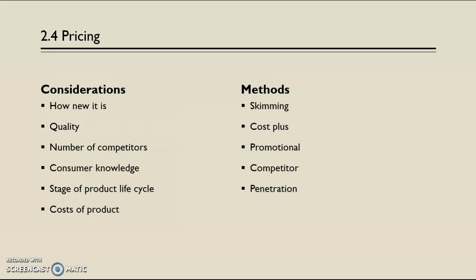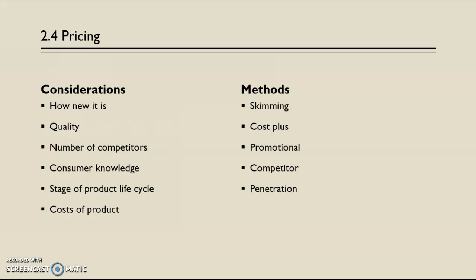Now, I mentioned on the previous slide, we'll come back to the product life cycle. We'll touch on it through all of this because the stage of the product life cycle can determine which method you use. When you're introducing a product, it might be skimming or penetration pricing. When the product is growing, it might be promotional pricing. When it's in maturity, it might be more competitor-based pricing. So, the methods can change over time as well. And obviously, the cost of the product are linked directly to cost plus, promotional and competitor pricing as well.